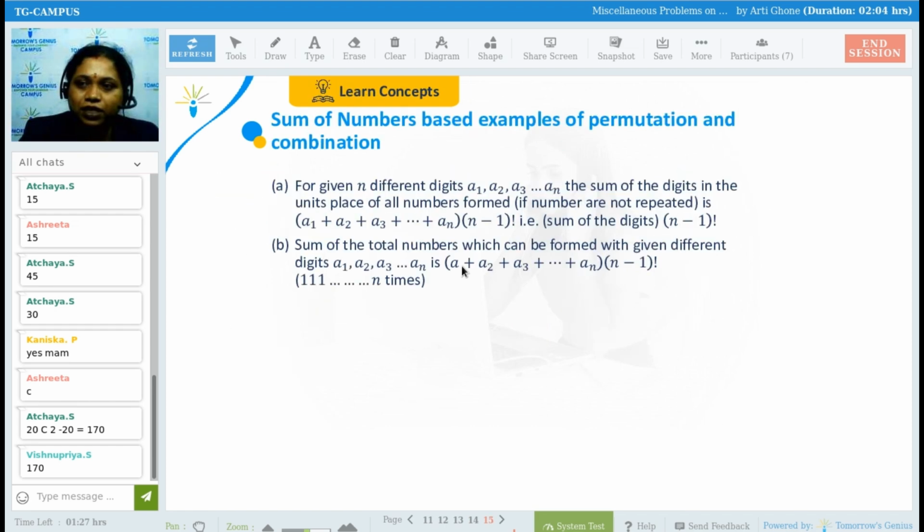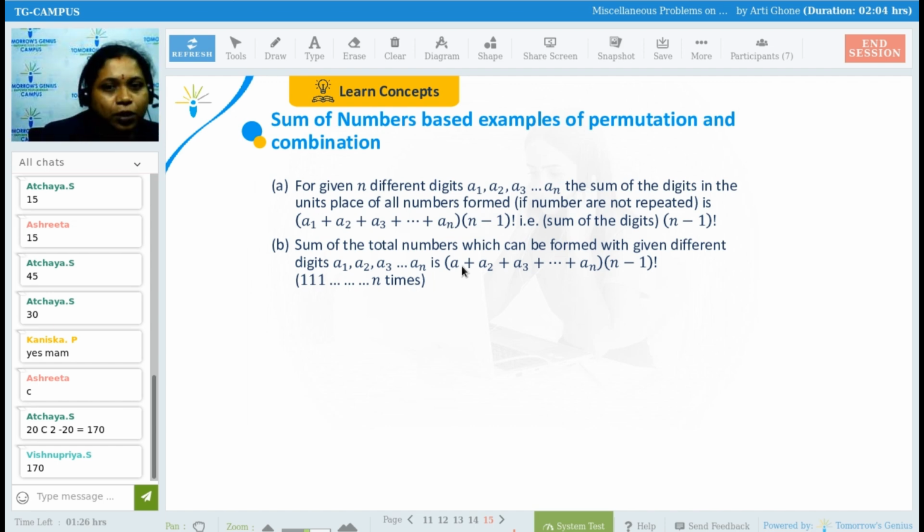Now, see. Already we are done with this shortcut, if you are remembering. The sum of n different digit numbers a1, a2, an, if digits are not repeated, then take the sum of all digits into n minus 1 factorial. We did this in the properties of combination sessions, but still I am repeating this one.